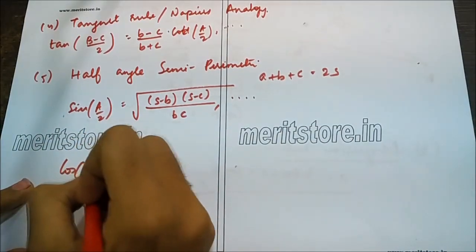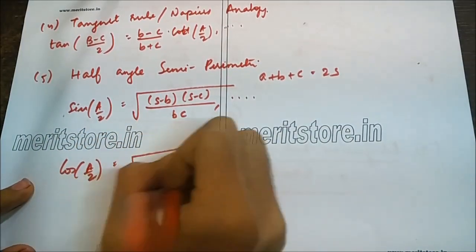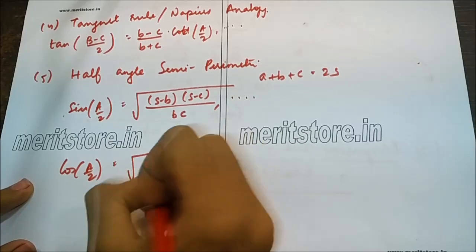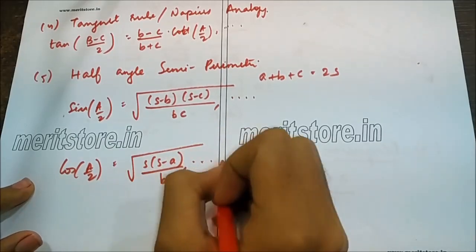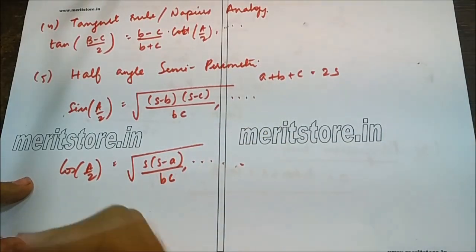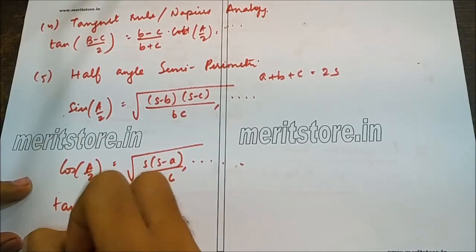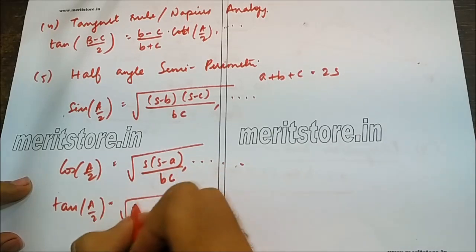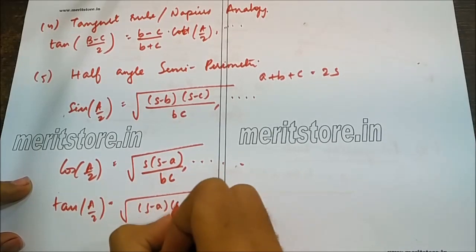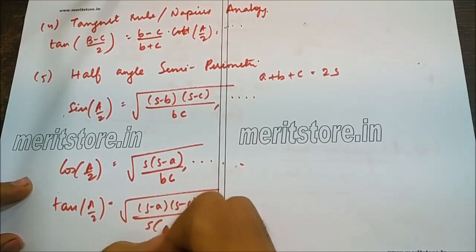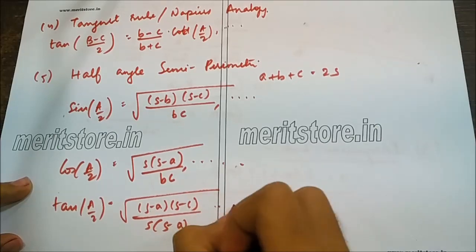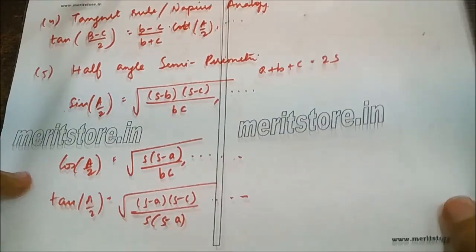Cos of the half angle, that is cos of A by 2, is equal to S minus A upon BC, and we can similarly find out for B and C as well. Tan A by 2 is equal to (S minus A) into (S minus C) upon S minus A, and similarly we can find out for B and C as well.